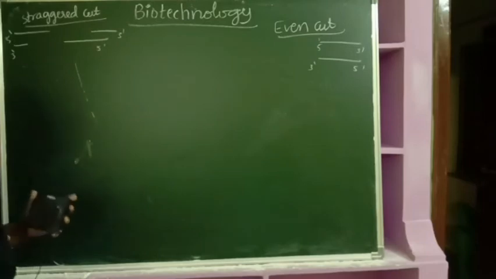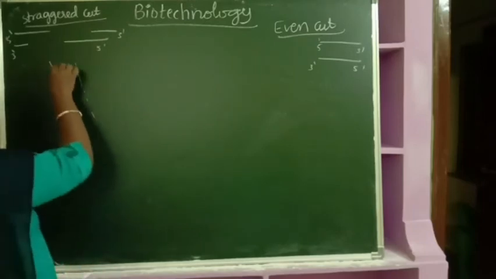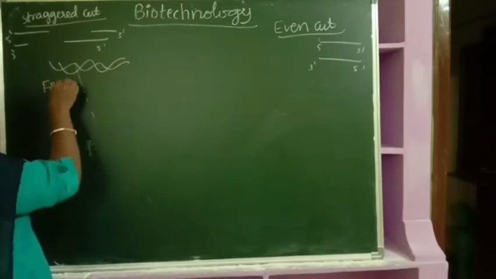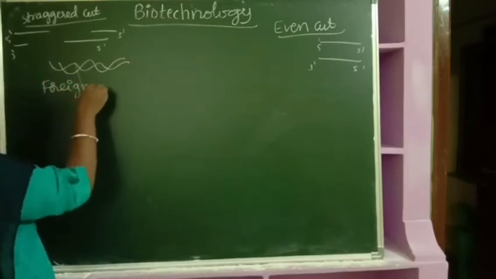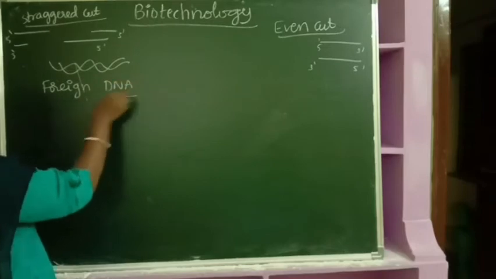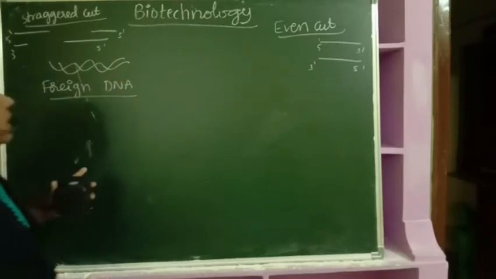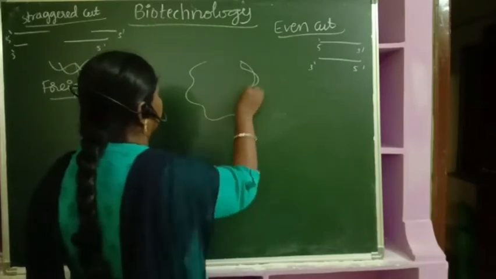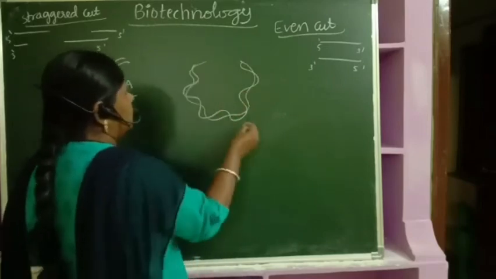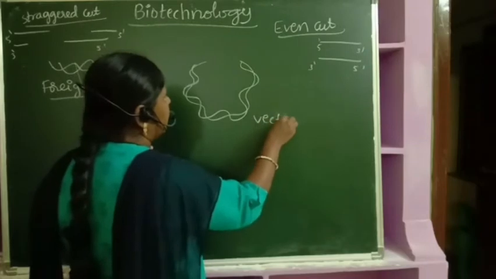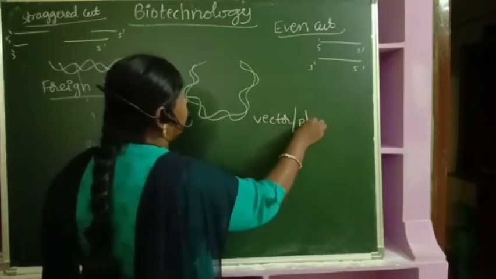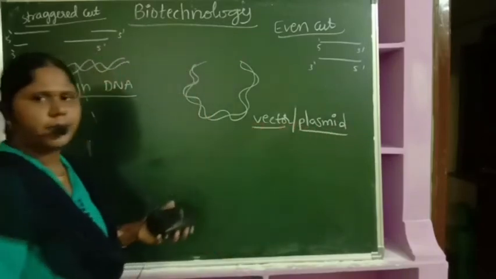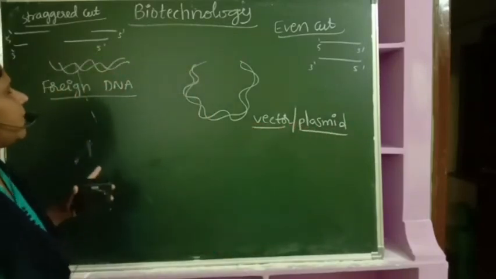Now generally in recombinant DNA technology, for example, you take this, which is nothing but foreign DNA, or we call it alien DNA. Now generally we isolate the plasmid. Plasmid also is nothing but double stranded DNA. This is nothing but the vector, or we call it a plasmid. Vector or what? Plasmid.